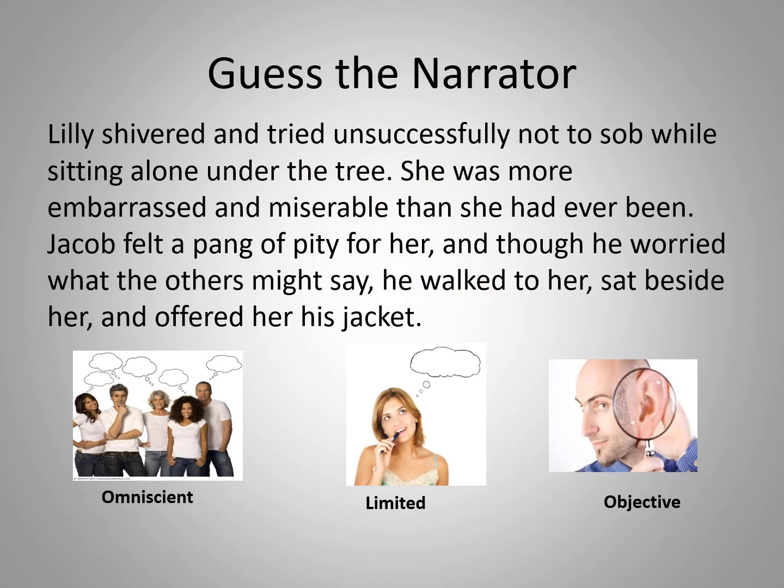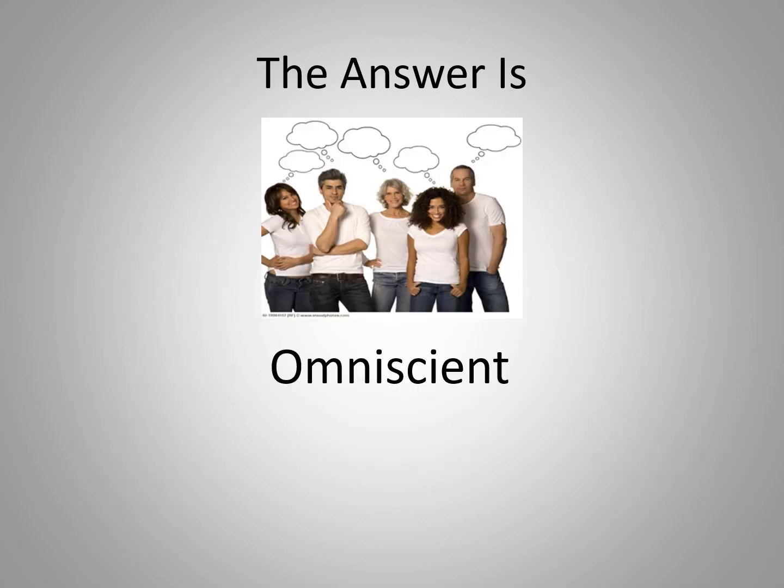Last one. Guess the narrator. Lily shivered and tried unsuccessfully not to sob while sitting alone under the tree. She was more embarrassed and miserable than she had ever been. Jacob felt a pang of pity for her, and though he worried what the others might say, he walked to her, sat beside her, and offered her his jacket. Which one is it? Omniscient, meaning knows all. Limited, meaning I know one. Or objective, I don't know any of the characters' thoughts or feelings. It is omniscient. Good job, guys.